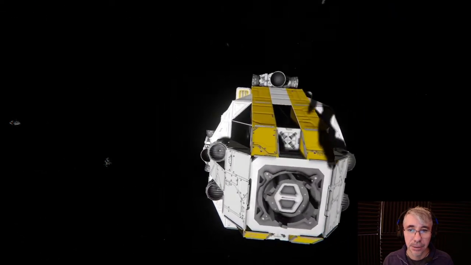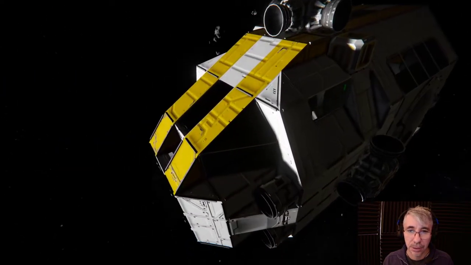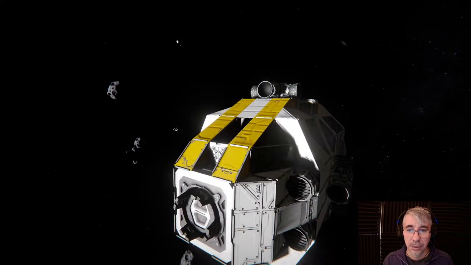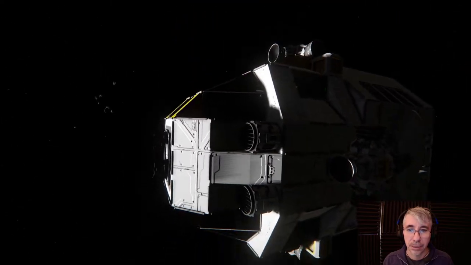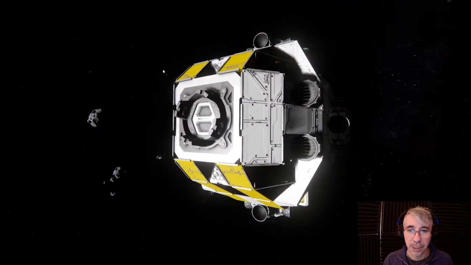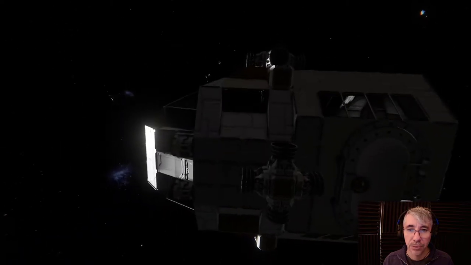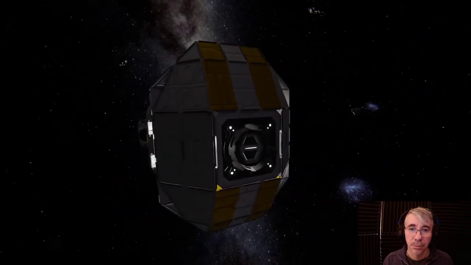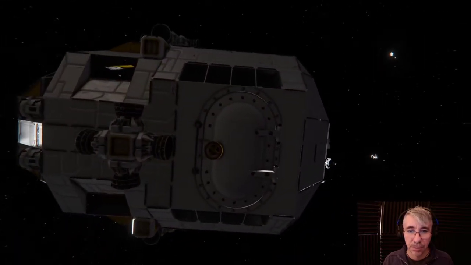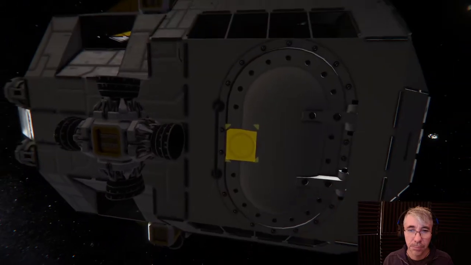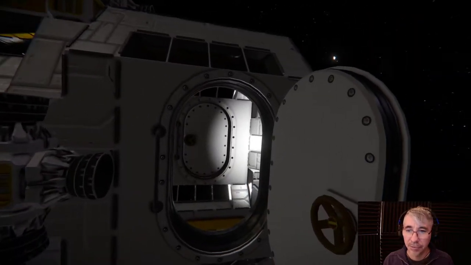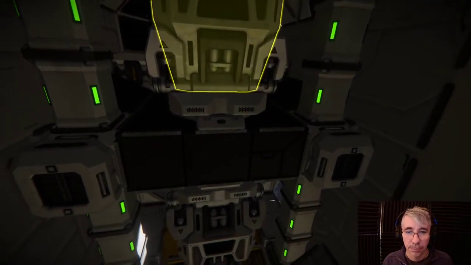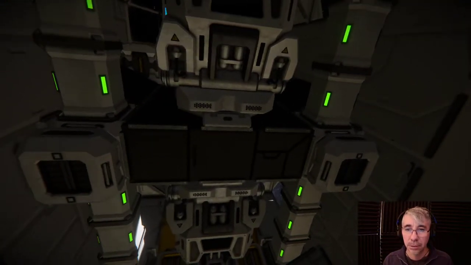And I'm using these glass windows from the recent update that Keen made to the Space Engineers game, so we can have windows in the small blocks. And it also has a merge block on the back, so it's very simple. It doesn't have a survival kit, it just has the hydrogen oxygen generator.